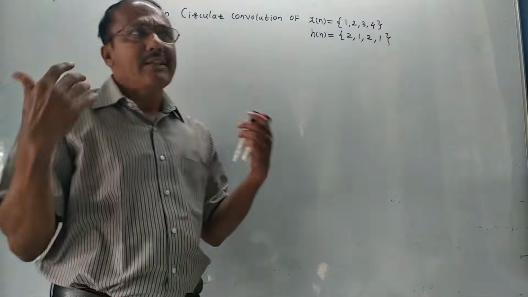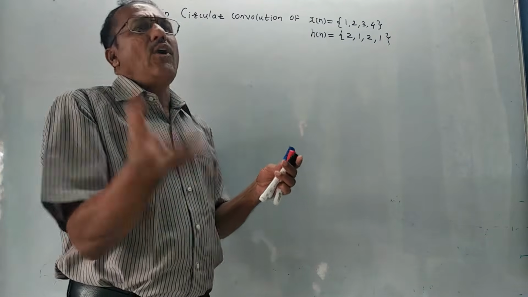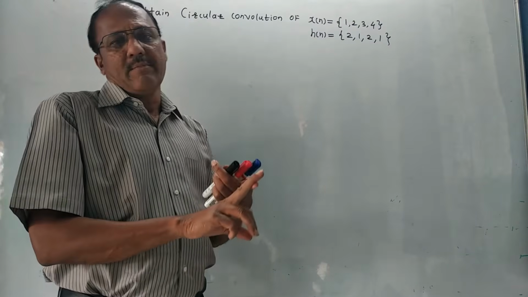Now, there are different methods for the calculation of circular convolution. In today's video, I will explain two methods. One is the graphical method, second is the matrix method.